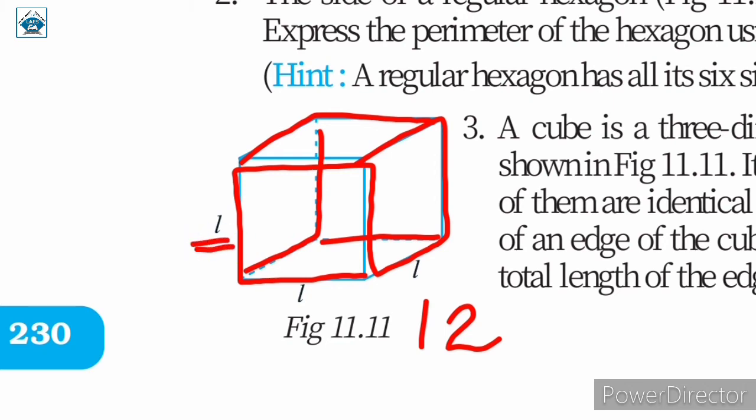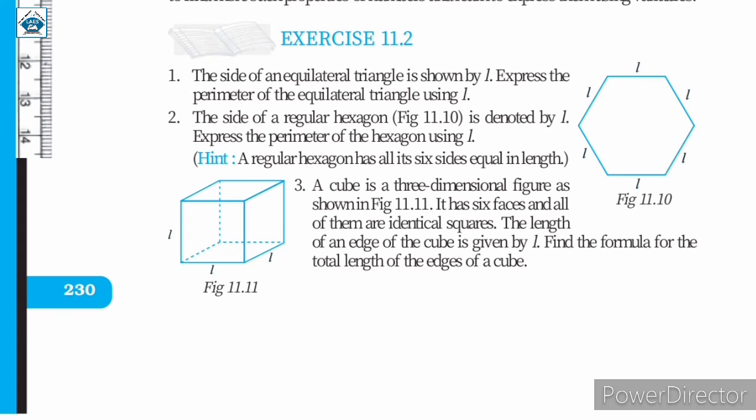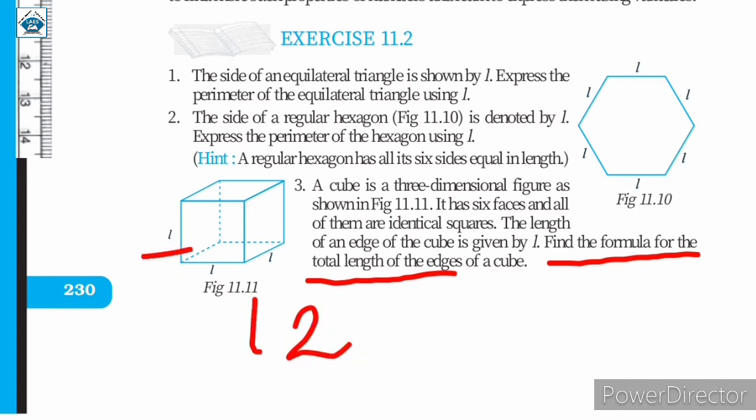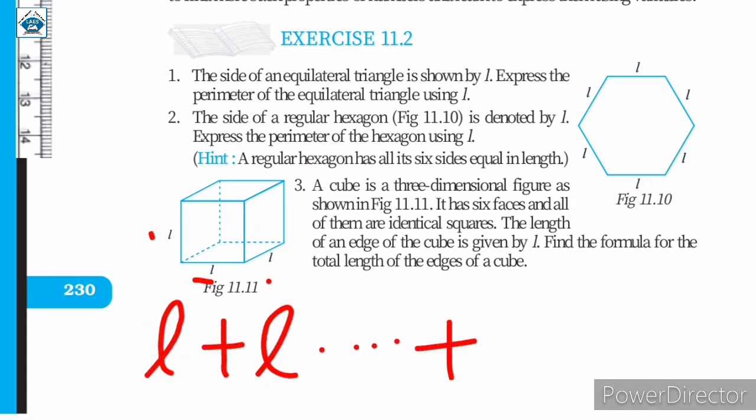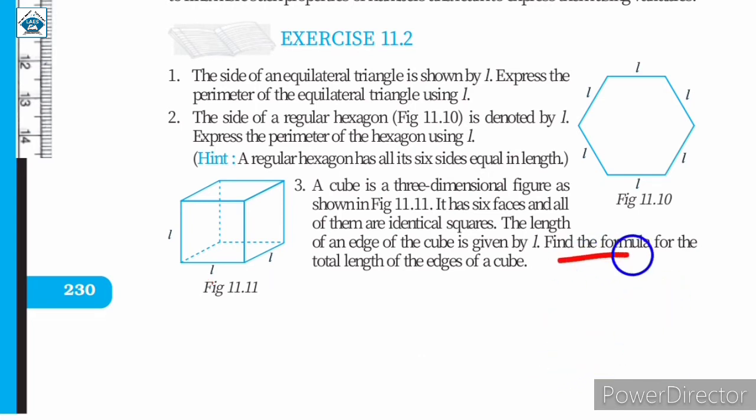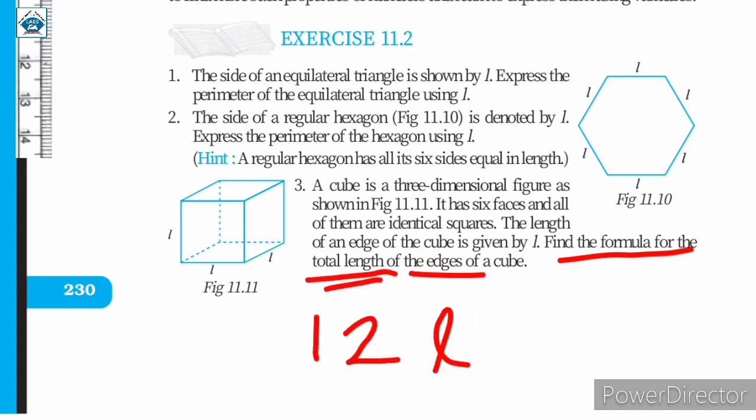So what are we asked to find in this question? We need to find the formula for the total length of the edges. 12 edges हैं और एक edge का length अगर L है तो total length क्या होगा? We need to add each edge's length. यानी कि we will add L plus L plus L so on till 12 times. So this will be equal to 12L. So the formula to find the total length will be equal to 12L, total length of the edges of a cube, having the length of an edge of a cube equal to L.